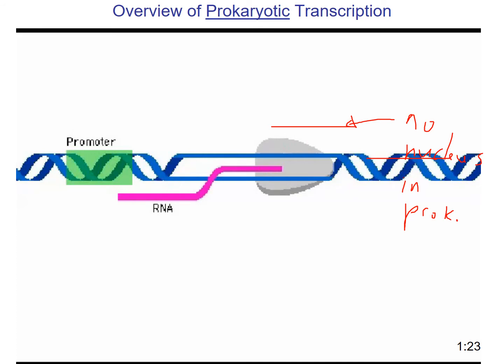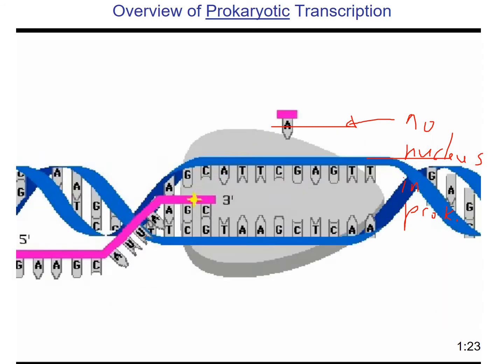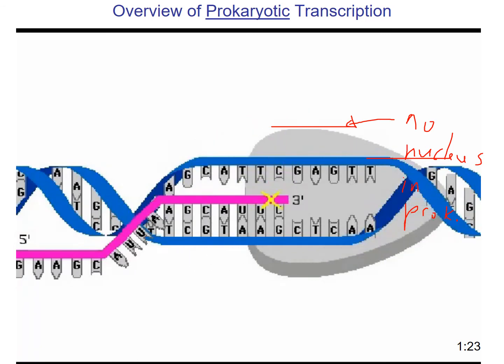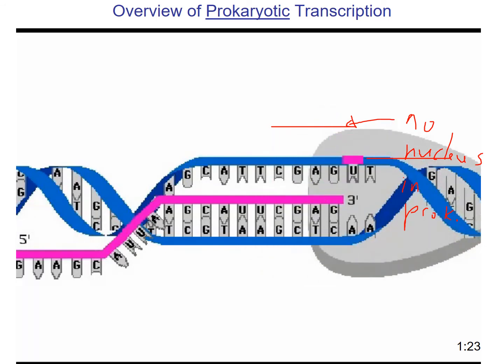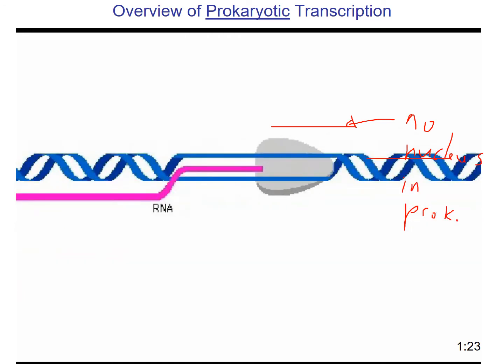So check out the video. Here's a close-up view of elongation. Only one DNA strand, the template strand, serves as a template for RNA synthesis. RNA polymerase moves along the DNA strand in the 3' to 5' direction, adding nucleotides to the 3' end of the RNA chain. Note that U in RNA pairs with A in DNA. Once transcription is complete, RNA polymerase releases the completed RNA and detaches from the DNA.